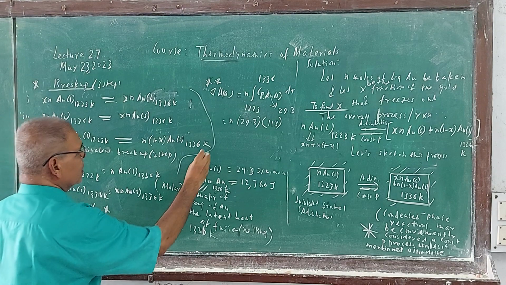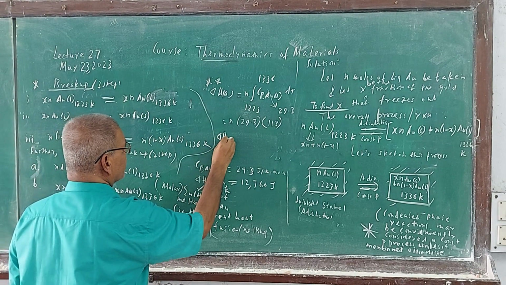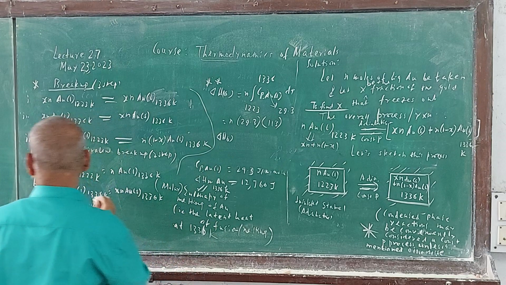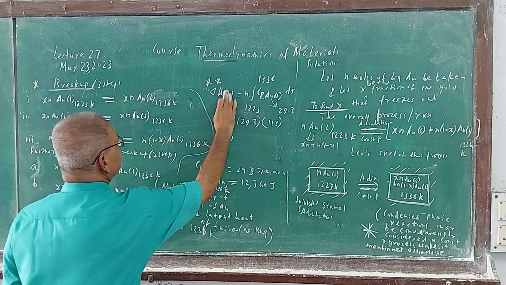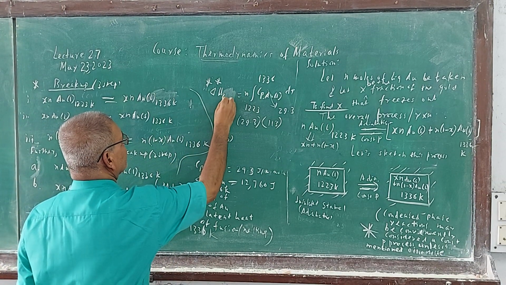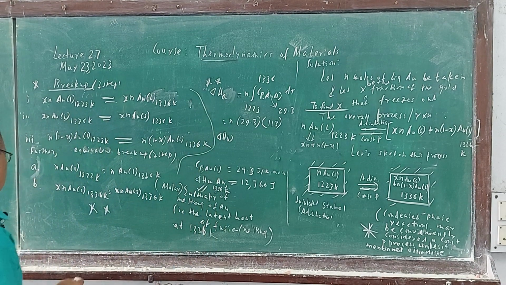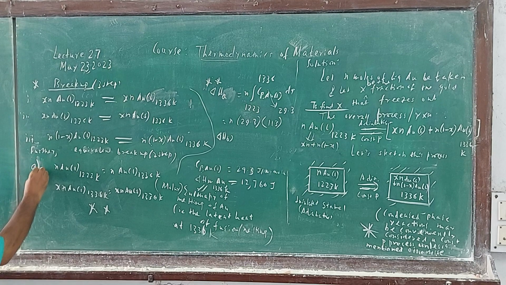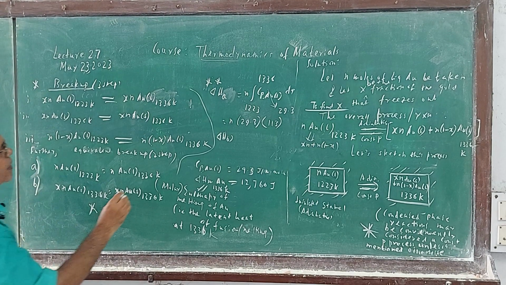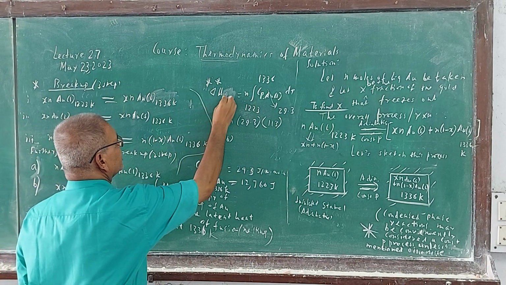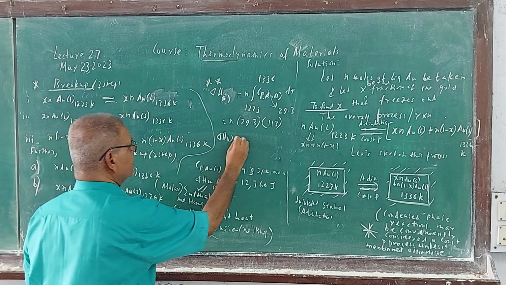Delta HB. What is delta HB? Don't write it this way; the way I have written, you write that way. Delta HA, delta HB. Then it will be very easy. Delta HB, take a look.